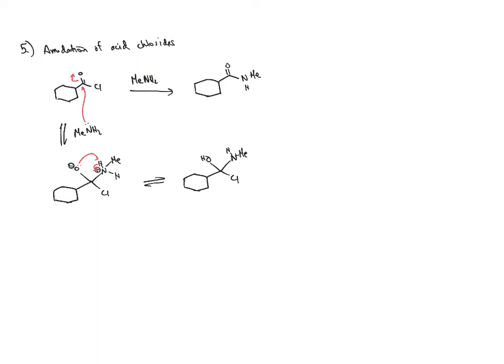Right, and then we can collapse that tetrahedral intermediate with loss of chloride as a good leaving group to give us a protonated amide, and then we can deprotonate to give us the neutral amide species.